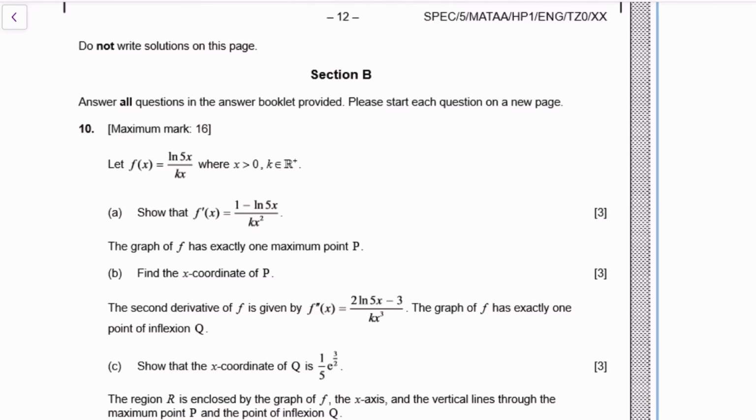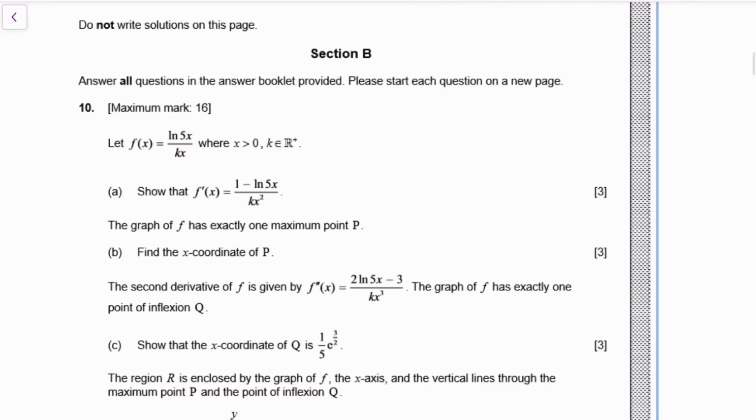Section B, question 10. This question was also in the SL Specimens. I said what I want to say in the Section A video, so check that out first, probably. Anyhow, we do it. So find the derivative.